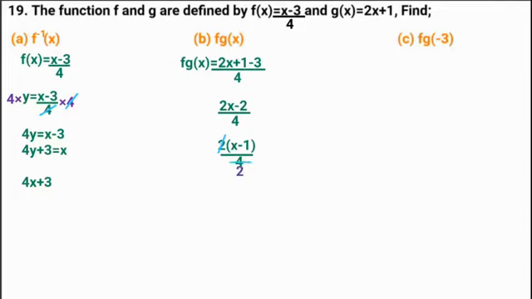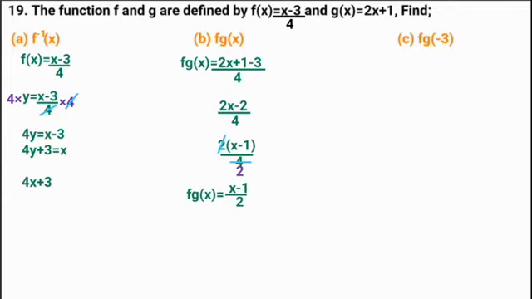Now at this stage I'm going to write what is remaining. Even if I distribute 1 to the terms inside the brackets, they will never change their value. They will be the same. So 1 multiplied by x will be x, 1 multiplied by -1 will be -1. So we're going to have x minus 1, which will be over 2. So this is the formula of fgx. We can say fgx is equal to x minus 1 over 2.